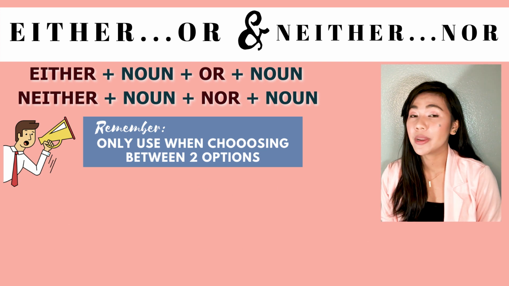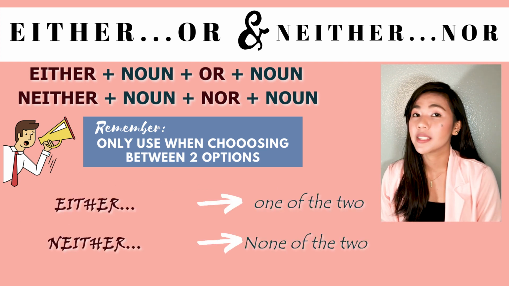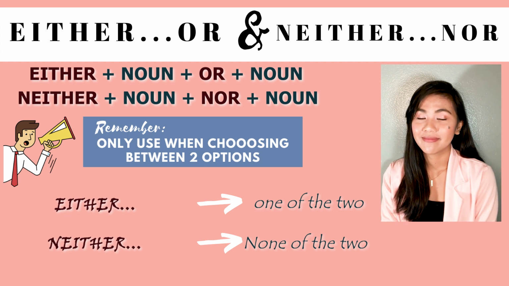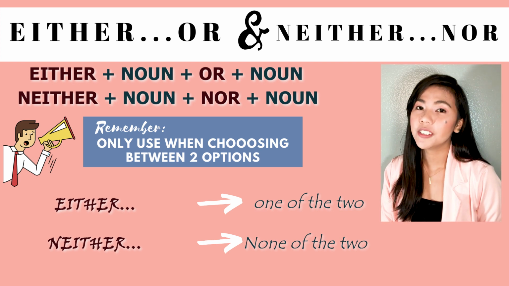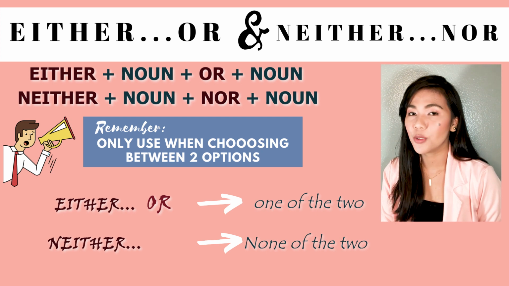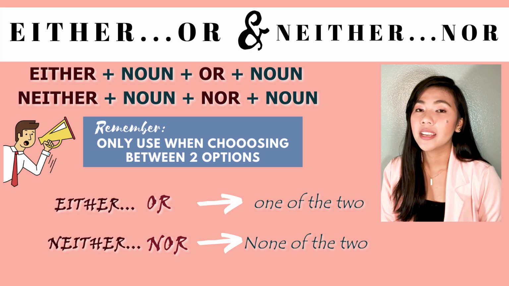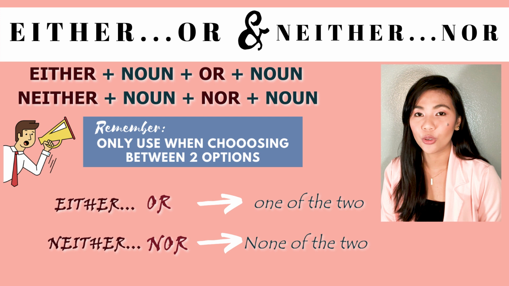So either means one of the two, and neither means none of them. So either is always combined with or, and neither is always combined with nor. Repeat after me: either...or, neither...nor.